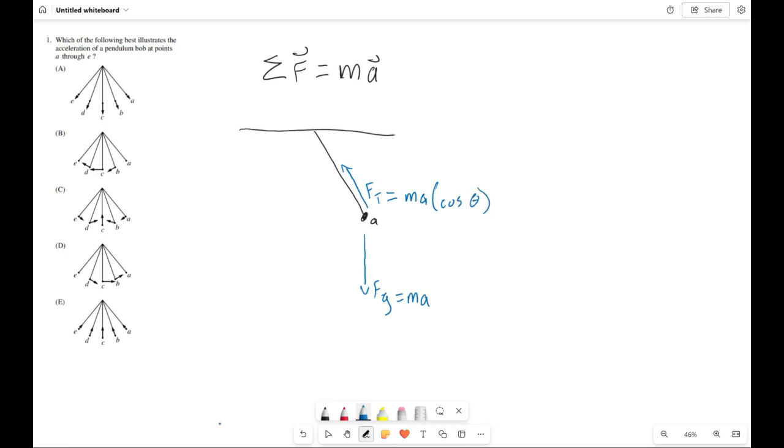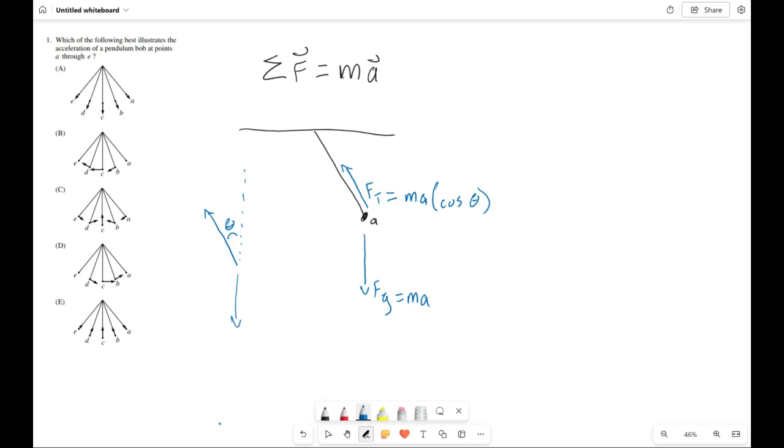Now, what is theta in this case here? Well, theta will be the angle between the force of tension, here's gravity, if we continue this line up the vertical, that will be theta. Okay, so now knowing that, we can see that the force of tension is going to be less than the force of gravity.